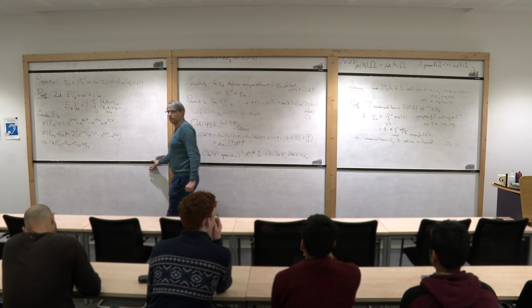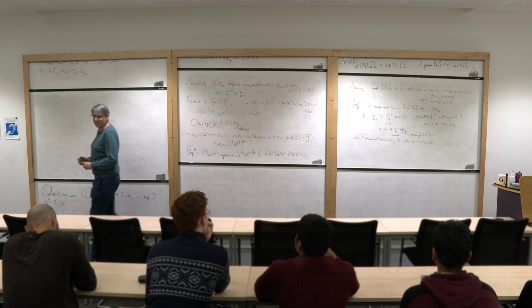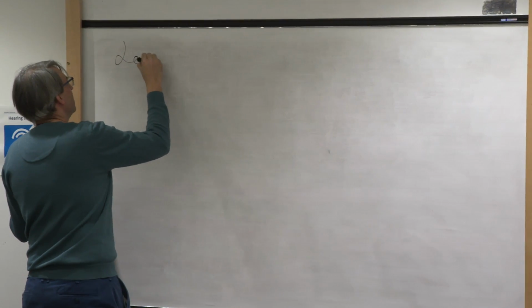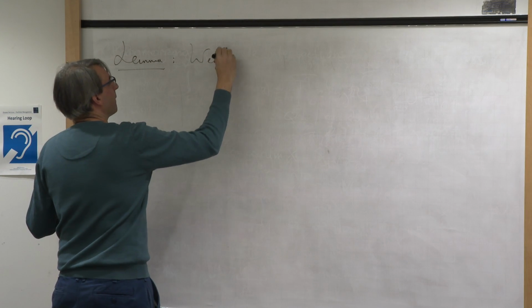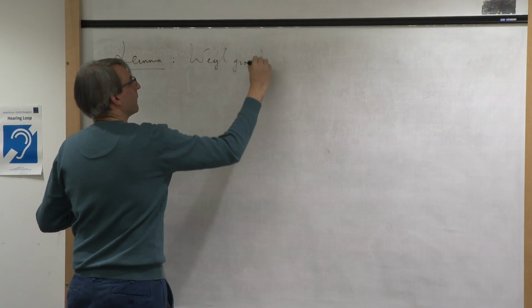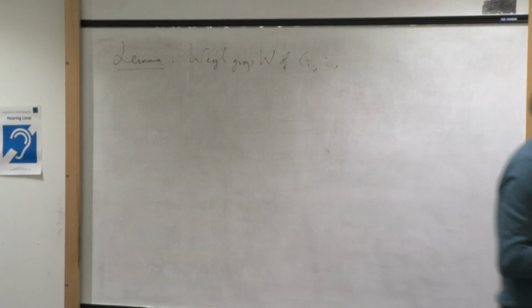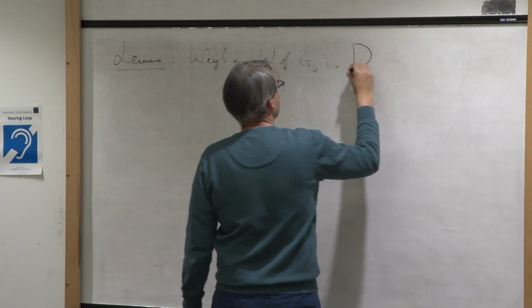Next thing, what is the Weyl group of G2? As I said, we're trying to pull everything together, right? So we should try to compute what that is. So the Weyl group W of G2 is so exciting it killed the pen, is the dihedral group D6.